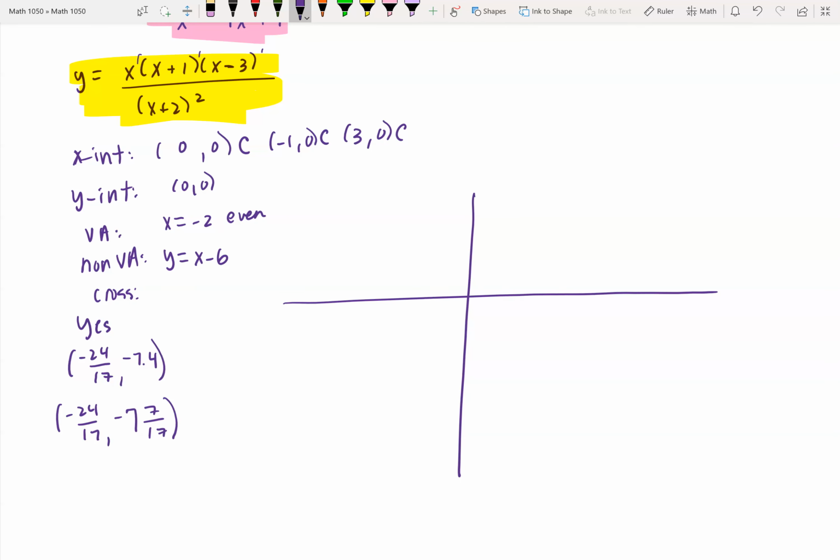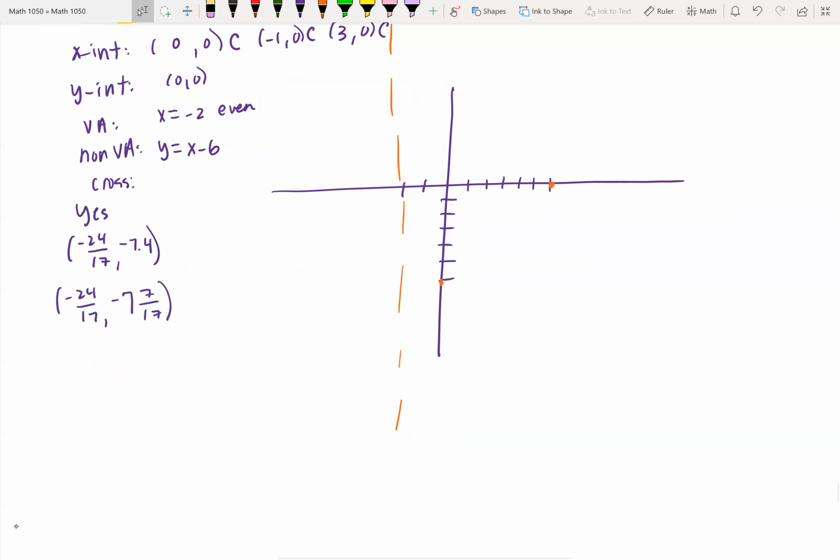Draw your XY axis. Negative 2 is here. Dash it. And that is even. Okay. Y equals x minus 6, so I'm going to go down 6, and then right one up one, right one up one, right one up one. So I know it's going to hit over there at 6, and it is going to cross. So I'm going to kind of leave this part open and go like that.